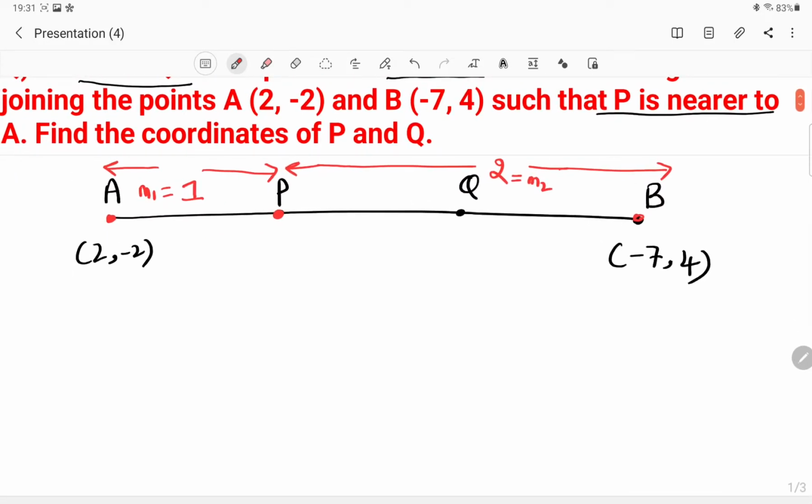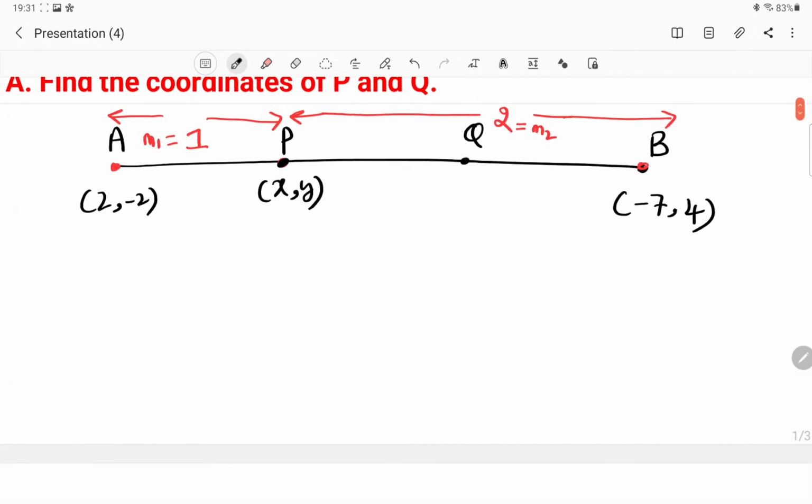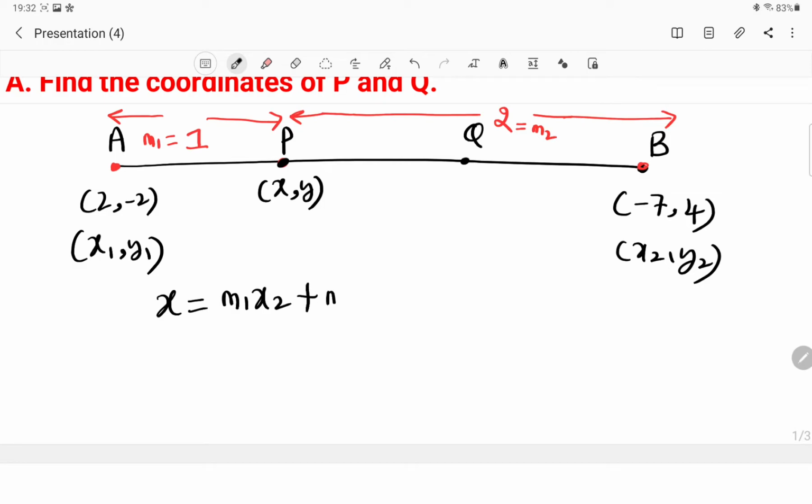I hope everybody is getting it. So let me get the point P. Let me call its coordinates x and y. Let us find x and y now. Before getting into the problem, you can name A as x1, y1 and B as x2, y2. The formula for x is (m1 times x2 plus m2 times x1) divided by (m1 plus m2).